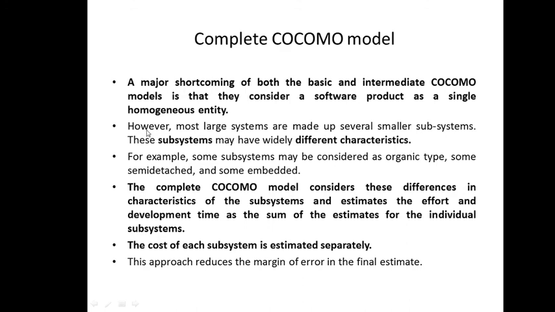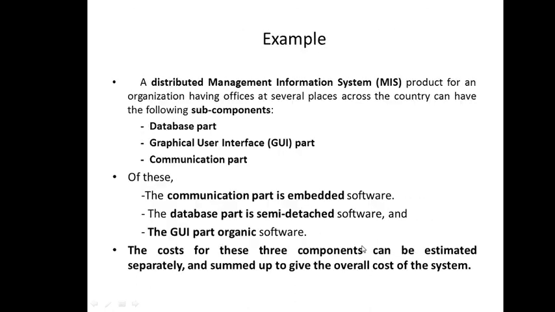So what this complete Cocomo model says is, it considers these differences in characteristics of the subsystems and estimates the effort and development time as the sum of the estimates for the individual subsystems, right? We'll see an example of this. The cost of each subsystem is estimated separately. So how do we do it? Let's assume one example. We have a distributed management system where we have three subparts or sub-components.